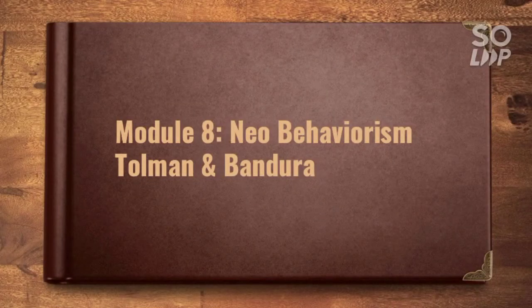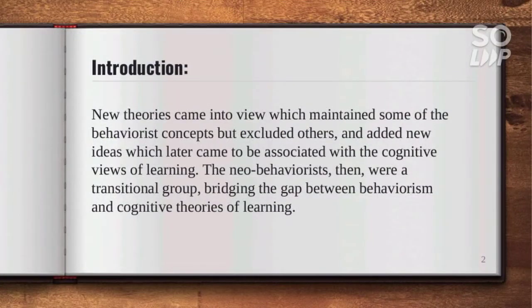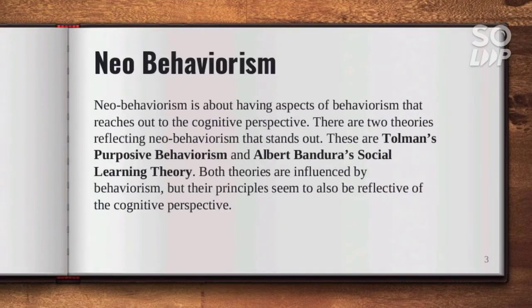So let us start. With new researchers, explanations provided by the basic principles of behaviorism appeared not to satisfy all learning scenarios. New theories came into view which maintained some of the behaviorist concepts but excluded others, and added new ideas which later came to be associated with the cognitive views of learning. So, in neo behaviorism, it has aspects of behaviorism, but it also reaches out to the cognitive perspective.